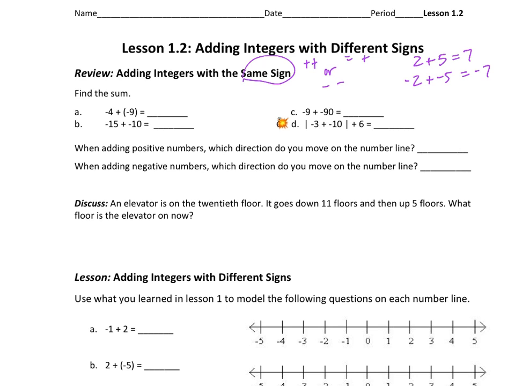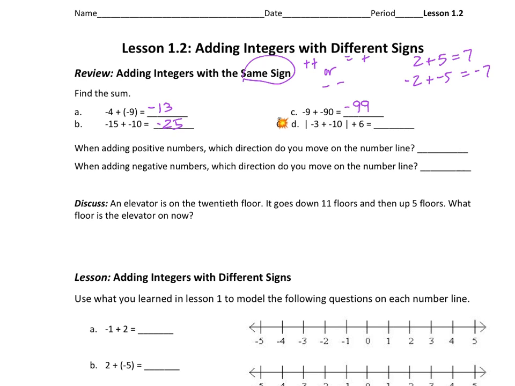So we have letter A. Actually, I'd like you guys to pause the video right now. Sorry, I just got confused for a second. Pause the video, and I'd like you to try letters A through D on your own.